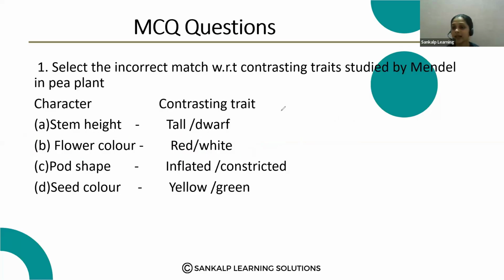So totally 7 contrasting characters of the pea plant have been taken by Mendel for his experiment. So that is also important. Which are those characters? Which characters did he select? So that is also important.